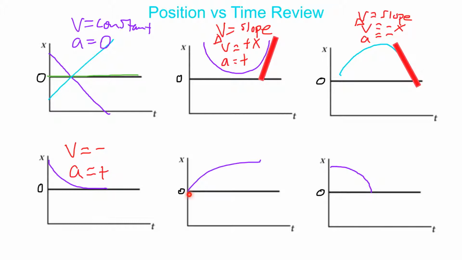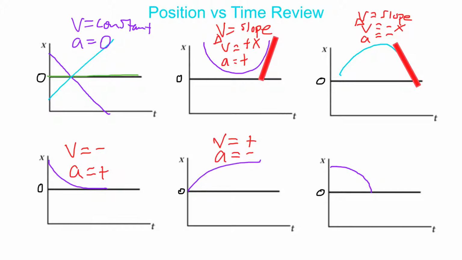What can we say about the sign of the velocity and the acceleration on this graph? The velocity must be positive because the slope is moving upward. The acceleration must be negative because it's part of a downward facing curve. The change in the velocity along this curve here is getting more and more negative.